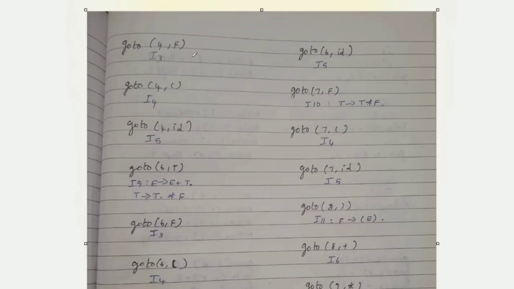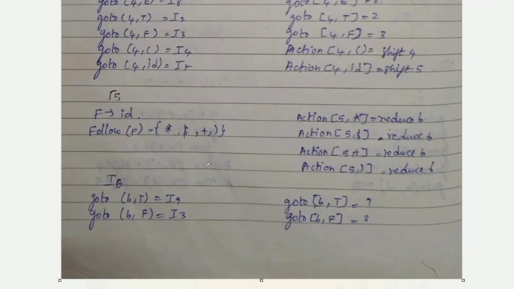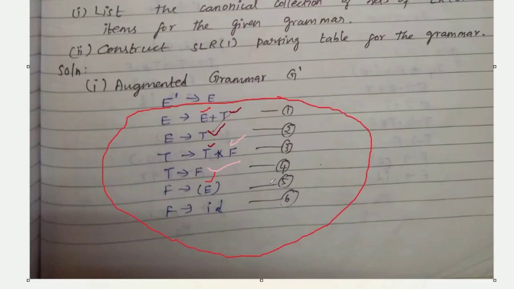In the second step of the canonical collection of LR0 items, we don't have a go to part for item number 11. Then consider the production F tends to open bracket E close bracket dot. It is a final item. Then you should take the follow position of capital F. We already found the follow position of F: star, dollar, plus, close bracket. Write follow position of F: star dollar plus close bracket. F tends to open bracket E close bracket is considered as equation number 5.